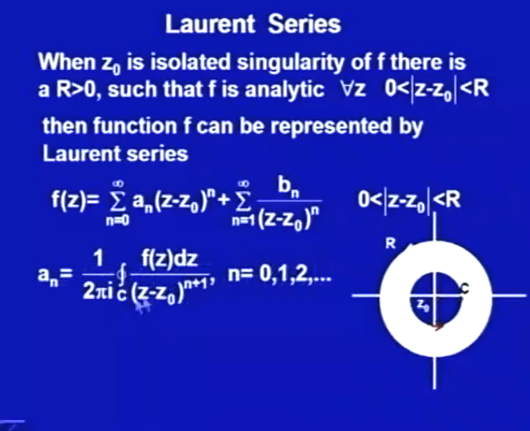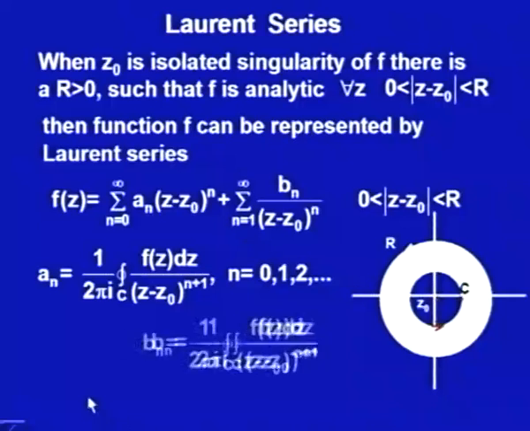Now, the a n can be obtained by these integrals as 1 upon 2 pi i, the integral along this curve C. The curve C that we are taking lies in this disk, where 0 is less than the modulus of z minus z naught. This C could be any curve, but it has to exclude z naught. So a n is 1 upon 2 pi i the integral on the closed contour C of f z upon z minus z naught to the power n plus 1, for n is equal to 0, 1, 2 and so on.